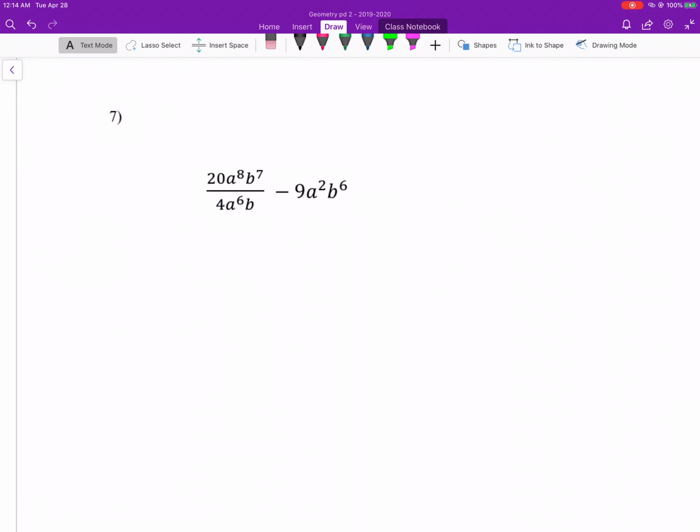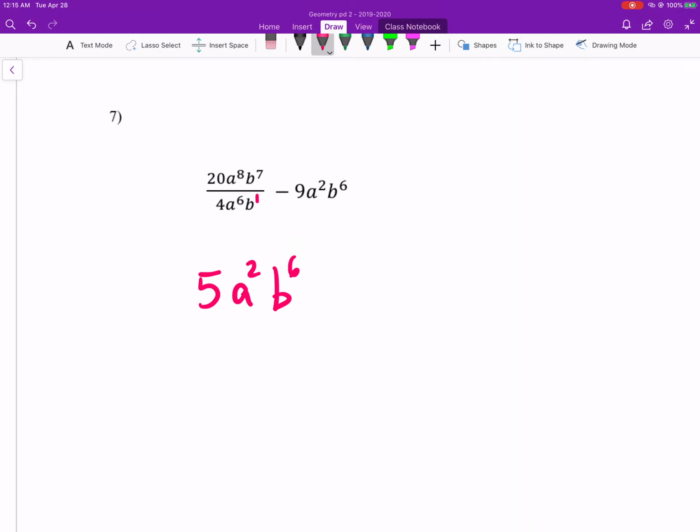All right, and now this kind of combines a couple different things here. Division, which is more of today, and then subtraction from yesterday. Right, if you see this division and subtraction, you're going to divide first. So this would be 20 divided by 4, which is 5. And then a to the 8 minus 6, right? Division, subtract those exponents. So 8 minus 6, which is 2. And then b to the 7 minus what? 7 minus 1. Remember that exponent is 1. 7 minus 1 is 6.